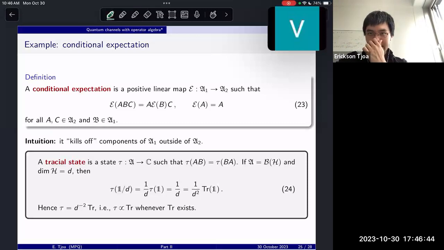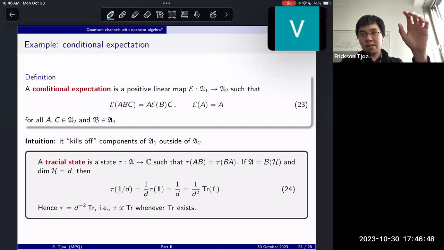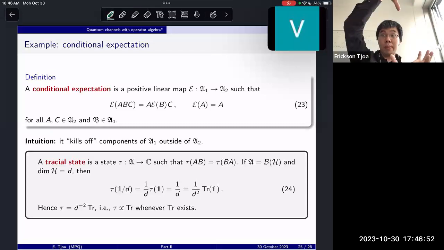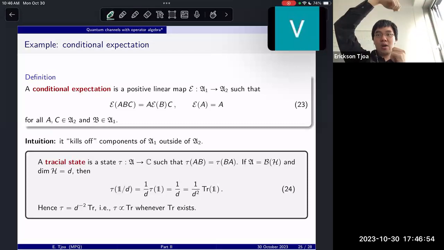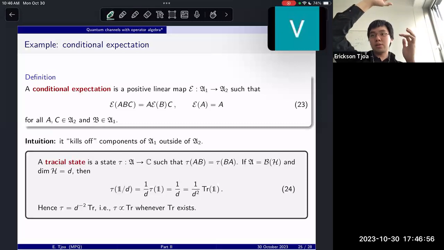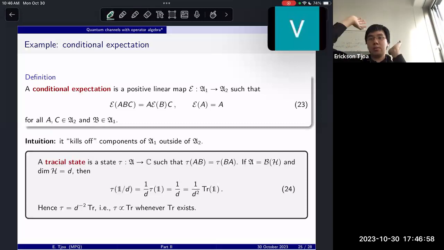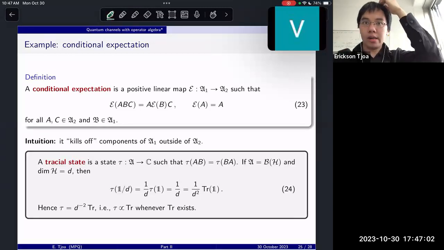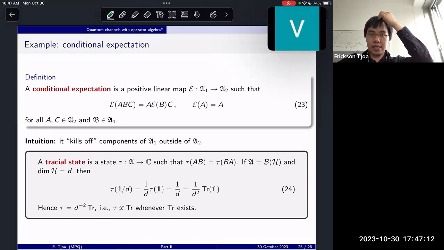So roughly speaking, a conditional expectation from algebra 1 to algebra 2, typically algebra 1 being bigger, always kills off all the components of algebra 1 that are outside algebra A2. And I will give you one example before I close this presentation. To make this definition easier to digest, let us first define what we call a tracial state.